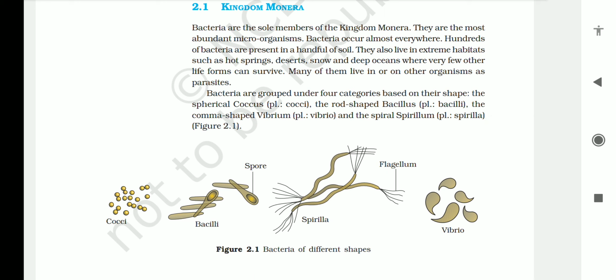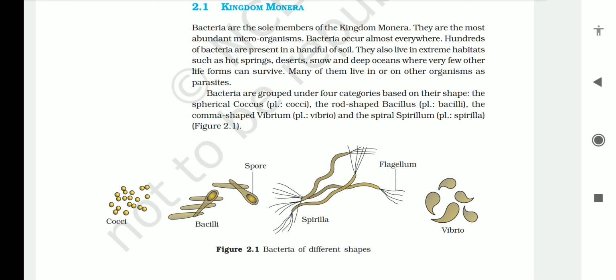They are the most abundant microorganisms. Bacteria occur almost everywhere. Hundreds of bacteria are present in a handful of soil. They also live in extreme habitats such as hot springs, deserts, snow, and deep oceans where very few other life forms can survive. Many of them live in or on other organisms as parasites.